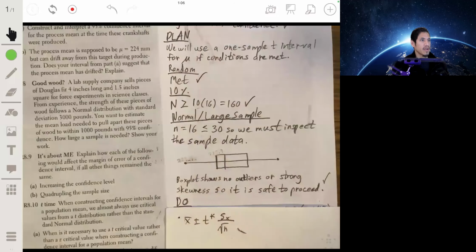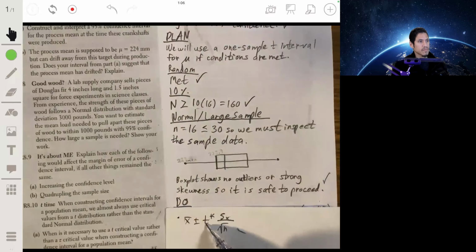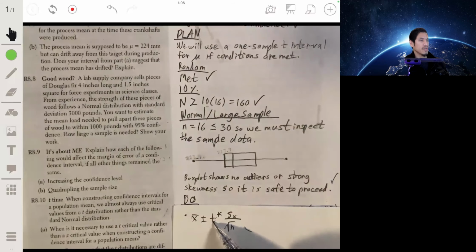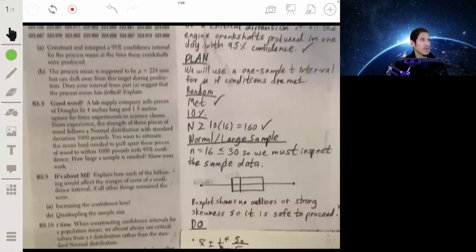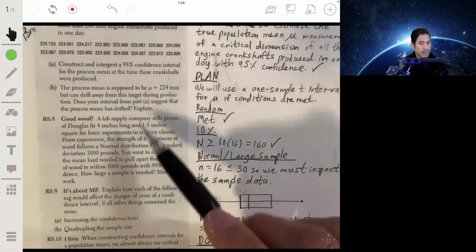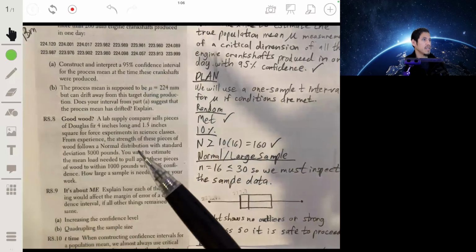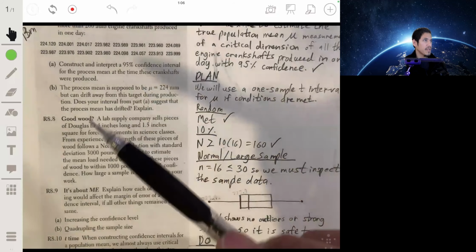Now the other thing we have to figure out is our t star value, and that's going to come from what our degrees of freedom will be and our confidence level. Since we're trying to estimate with 95% confidence, we're going to look for the 95% confidence level on our t-table, and our degrees of freedom will be one less than our sample size. Our degrees of freedom will be 15.